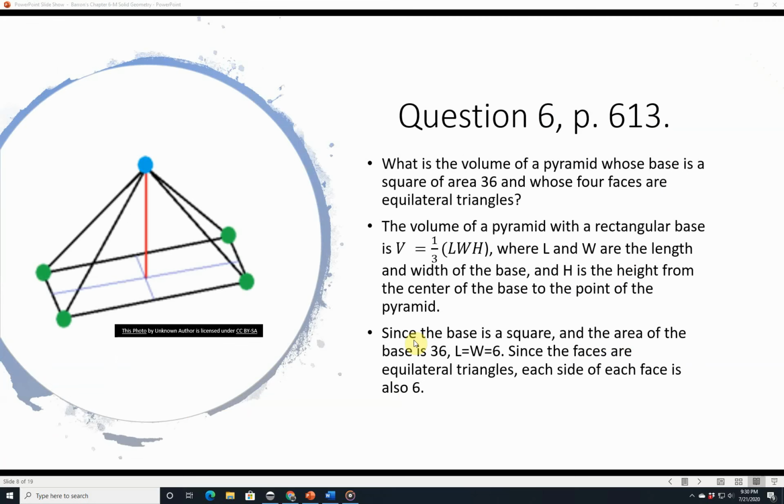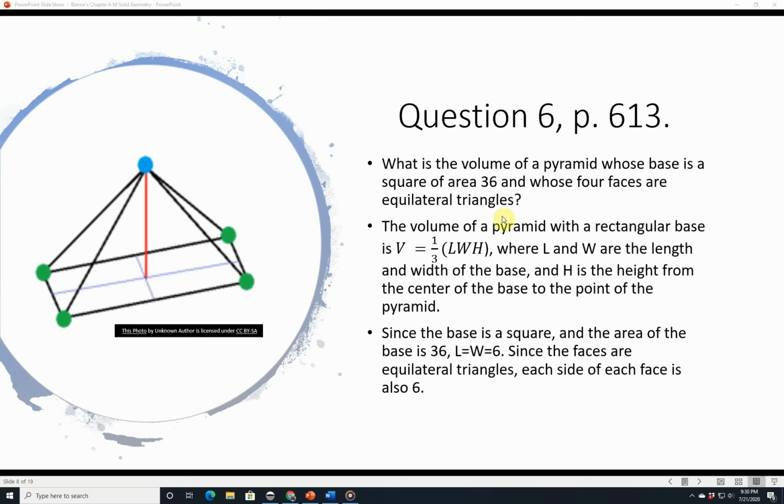Question 6, page 613. What is the volume of a pyramid whose base is the square of area 36 and whose 4 faces are equilateral triangles? Okay, obviously this isn't a square, these are not equilateral triangles, it's not drawn to scale. So just imagine if the problem said, note, figure not drawn to scale. Anyway, so we know that this is a square of area 36 and these are equilateral triangles.